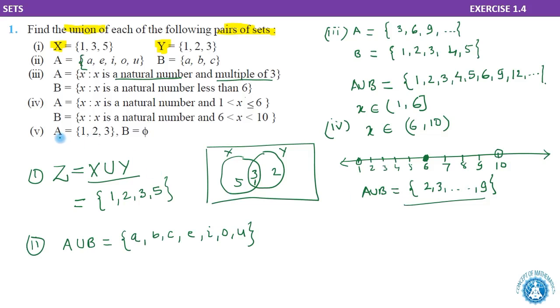Fifth is A having elements 1, 2 and 3 and B having no element, that is, the null set. So the union of A and B is very easy. A and B will have the same elements 1, 2, 3.